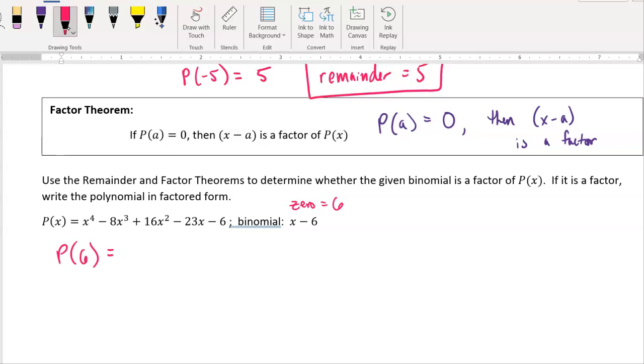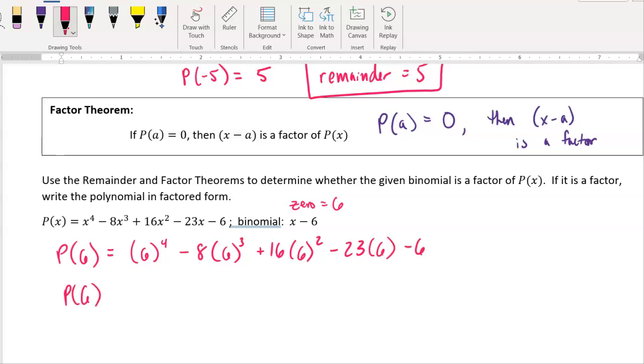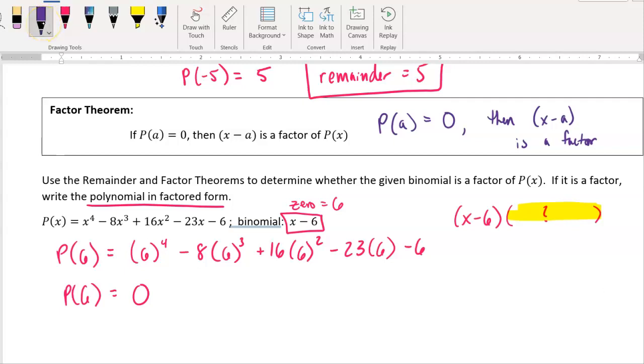All right, did you get 0 as your answer? You should have. Let's see how you would do this. We put 6 in here for x. So again, if you plug that in your calculator, you would end up with 0 as your answer. So what does that mean? That means we need to figure out what times x minus 6 would give us that original polynomial. So we have to divide. Now we're dividing by a linear function, so we can just use synthetic division.